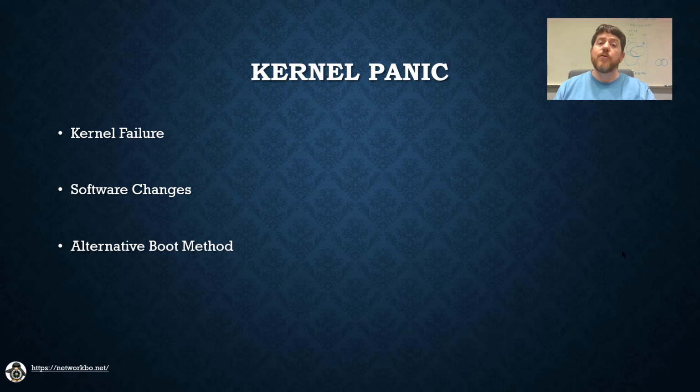Kernel panic, also known as kernel failure, is when Linux crashes because the kernel stops running in memory. Software changes are usually the culprit behind this particular issue, for example, installing a new kernel but without the appropriate library changes. Most of the time you can fix this by using an alternate login method, for example, signing in with single user mode or selecting an old kernel version at the boot menu, and then editing the necessary files once you're able to get into the system.